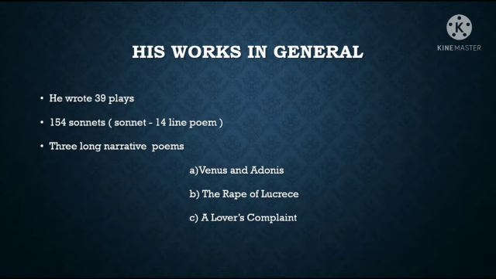Shakespeare wrote 39 plays, 154 sonnets, and three long narrative poems titled Venus and Adonis, The Rape of Lucrece, and A Lover's Complaint. What is a sonnet? A 14-line poem is called a sonnet. Shakespeare wrote 39 plays and we are going to learn his play The Merchant of Venice.